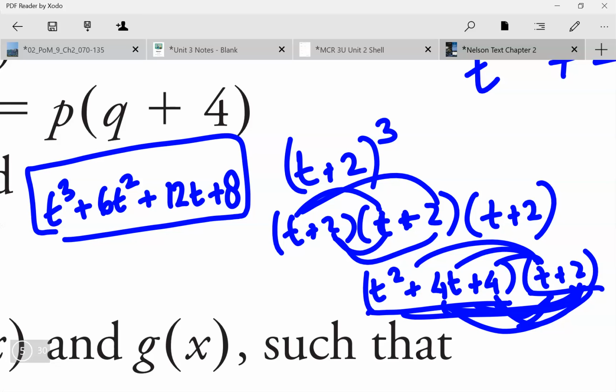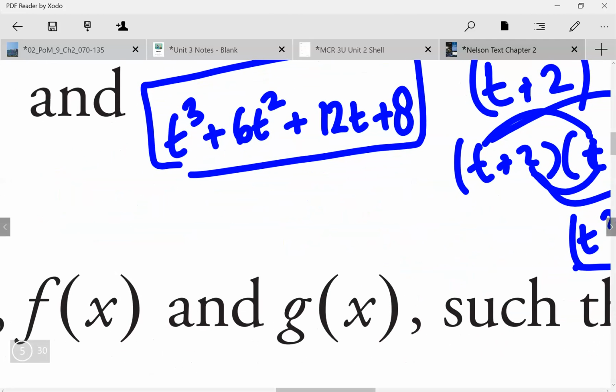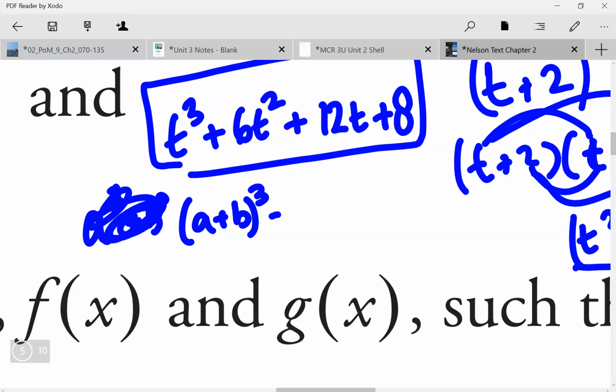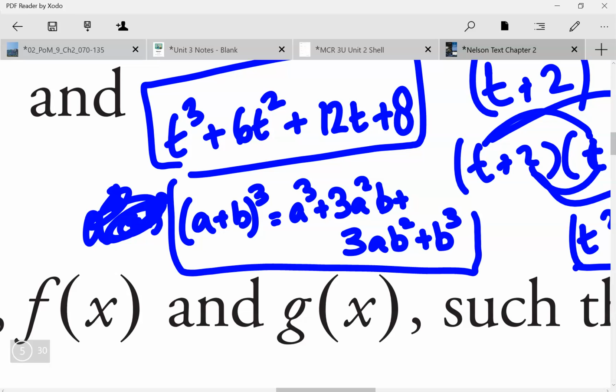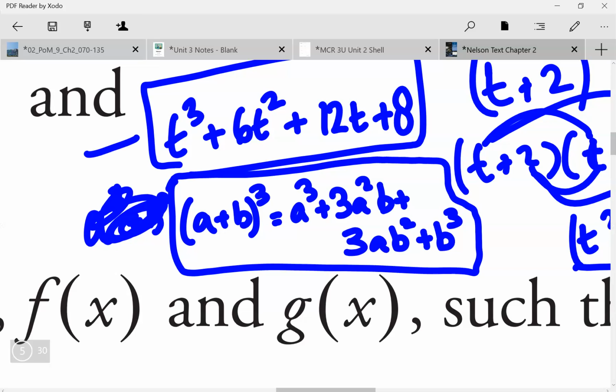Again, I'm using here the formula that, I lied, (a plus b) the whole cubed equals a cubed plus 3a squared b plus 3ab squared plus b cubed. This is the formula I'm using. We discussed this in class. And if you use this formula, you'll get this answer right here. And again, if you do the long expansion, you will get the same answer.